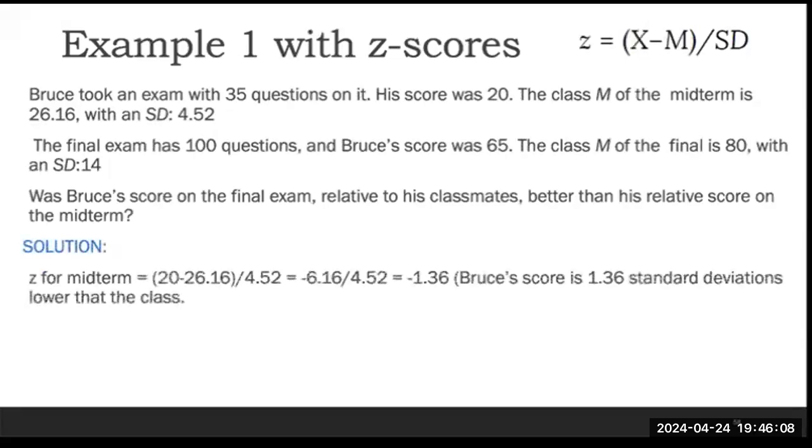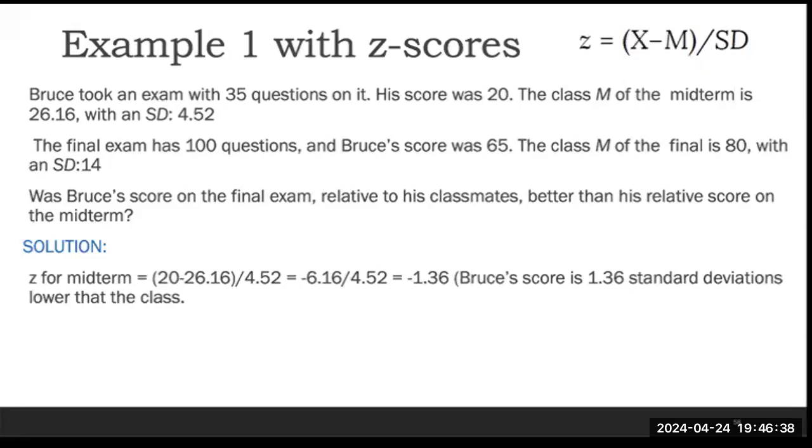here we go. So the Z for the midterm, right? His score was 20 minus 26.16. That's the mean of the class. And you divide it by the standard deviation of 4.52. So negative 6.16 divided by 4.52 equals negative 1.36. What does that mean? It means Bruce's score was 1.36 standard deviations lower than the class. That's the interpretation of that.